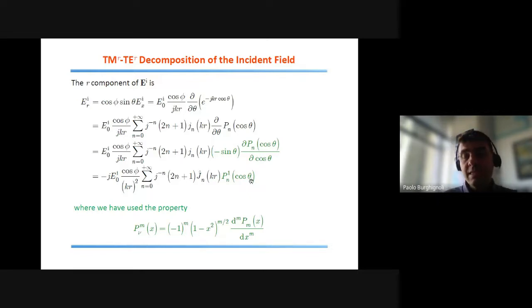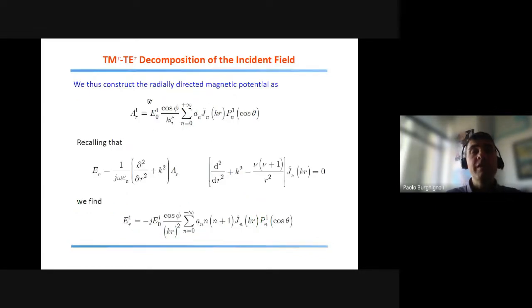Now, since, as I said, the radial component is purely TM, we wish to derive this radial component in terms of a magnetic potential, a radially directed magnetic potential, which is a Debye potential, as we saw in the previous lesson, whose form is again that of an infinite summation of spherical functions, whose general term contains a still unknown coefficient, a sub n, that now we wish to determine.